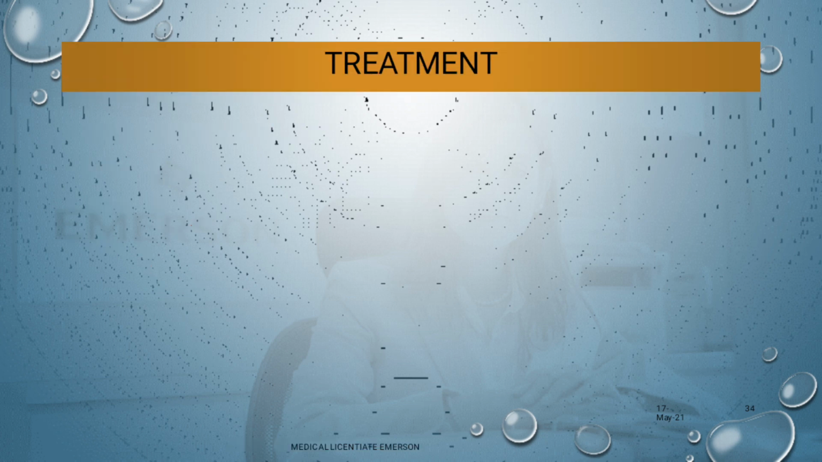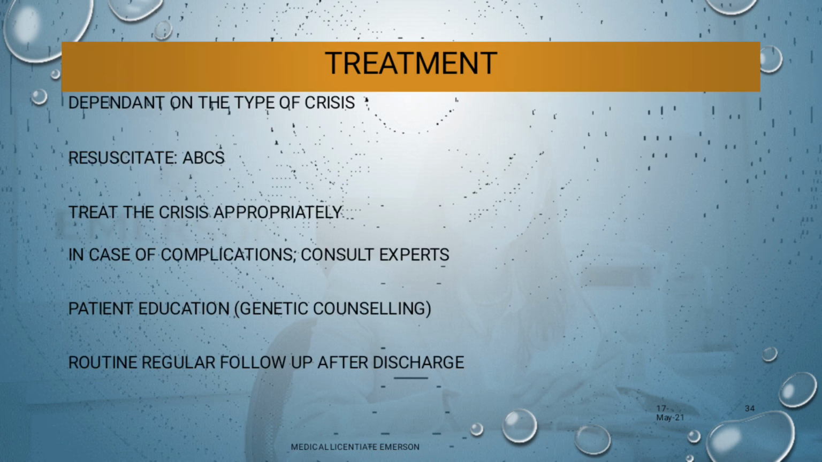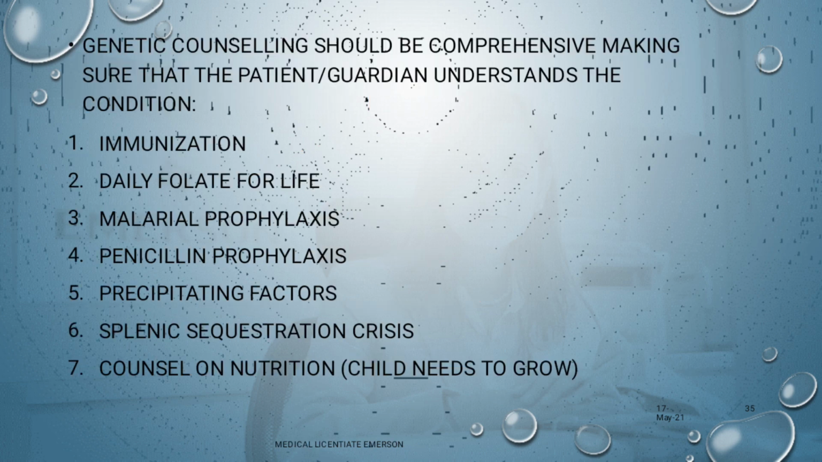And then in terms of treatment, it is dependent on the type of crisis. So of course you have to do your ABCs, a primary survey, and you treat the crisis appropriately. Then in case of complications, consult the experts. Then patient education, genetic counseling, and routine regular follow-up after discharge. So genetic counseling should be comprehensive, making sure that the patient or guardian understands the condition.